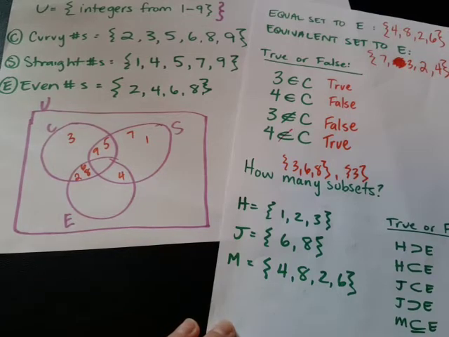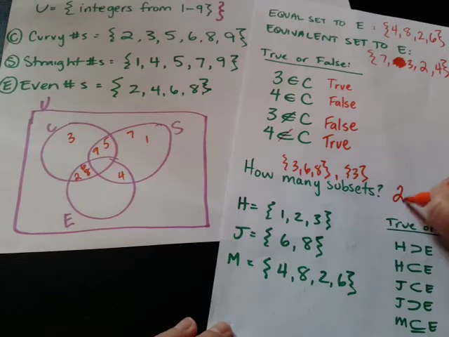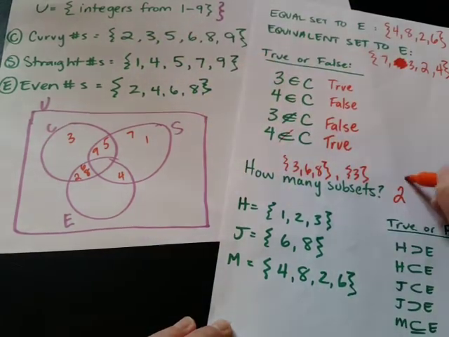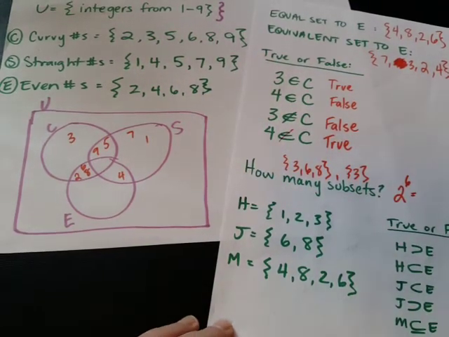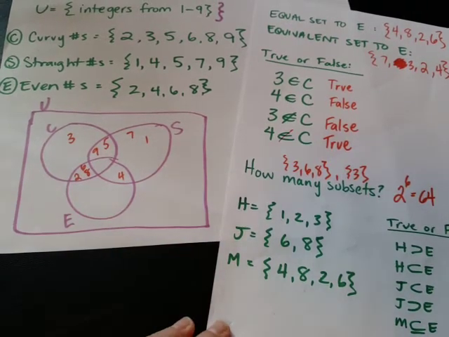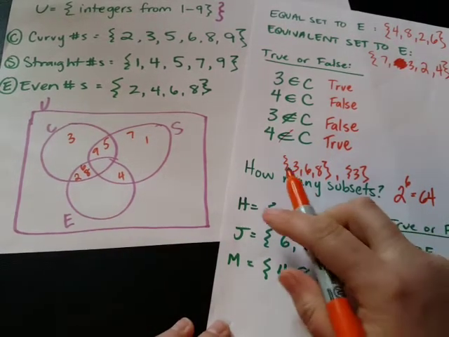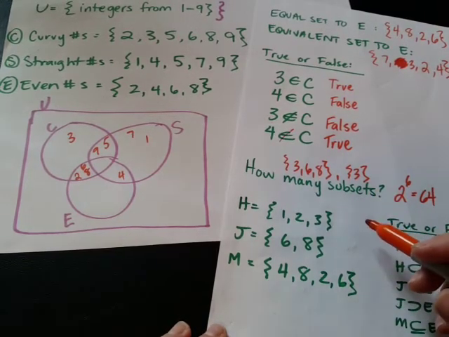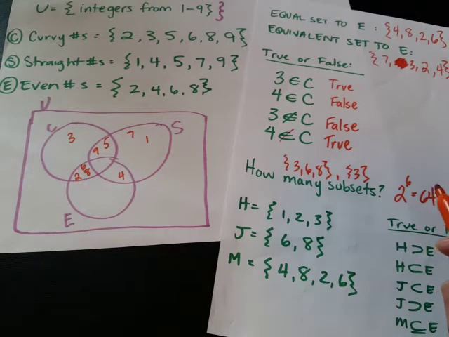So there's so many subsets, and one of the shortcuts is to have the base 2 and then the number of members of the group. So in this case we have 6 members, and 2 to the power 6 equals 64. So if we were to write out all the subsets of set C, we would have 64 unique subsets.